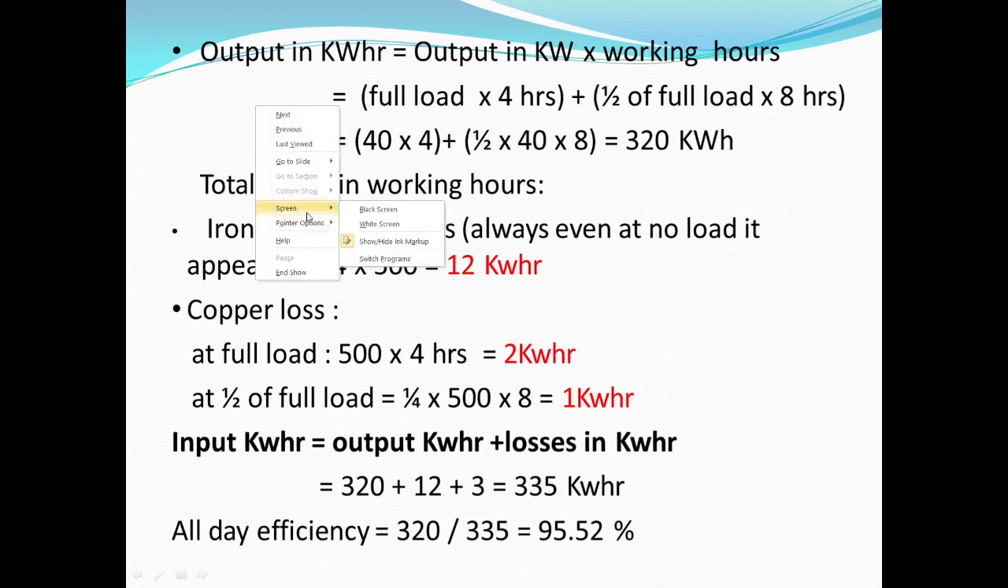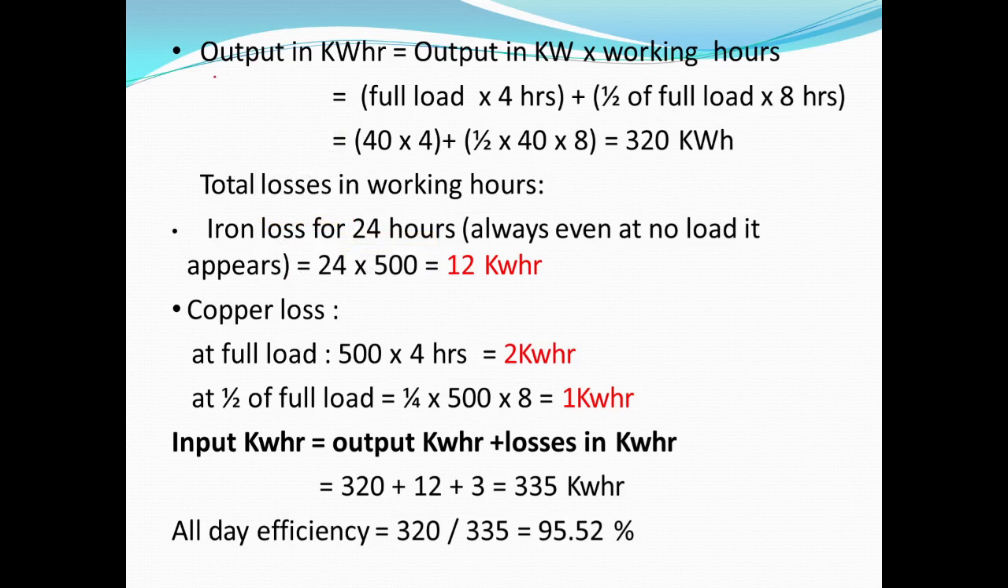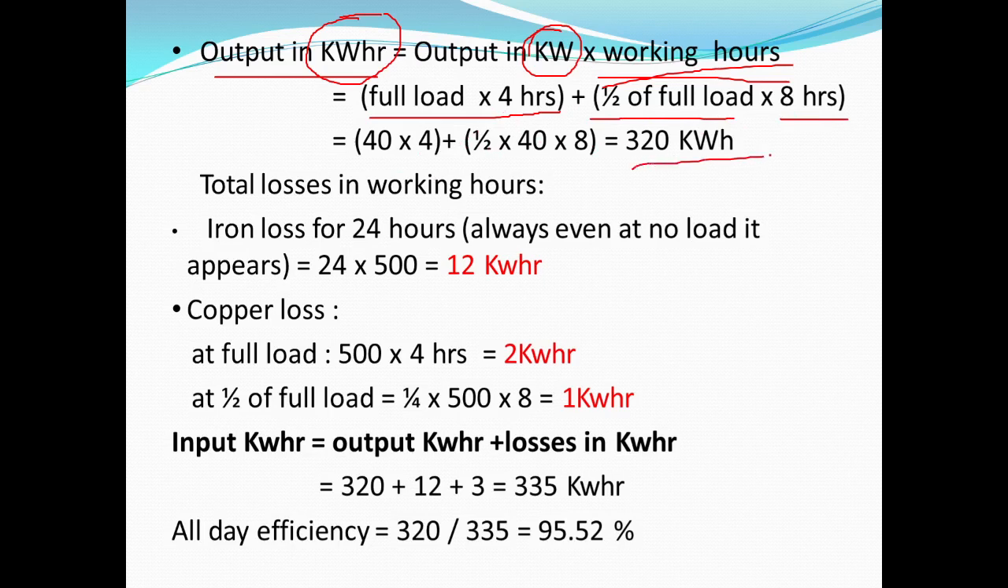So output energy in kilowatt hours: kilowatt means power, kilowatt hour means energy. Output energy is equal to output power into working hours, since power into time gives the energy. Full load for 4 hours and half full load for 8 hours, as given in the problem: 40 into 4 plus 1 upon 2 into 40 into 8. That is 320 kilowatt hours.